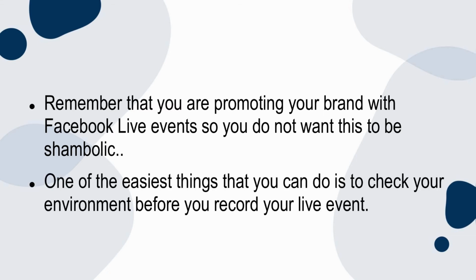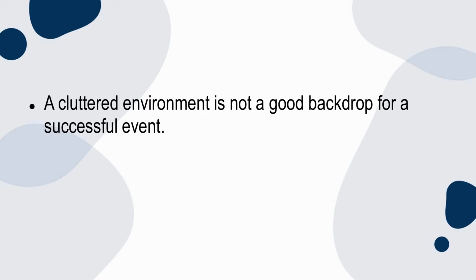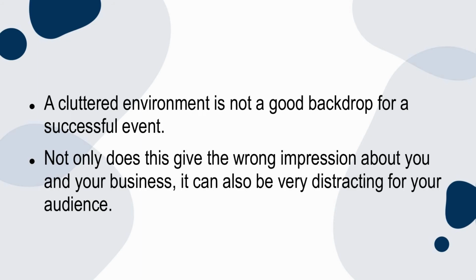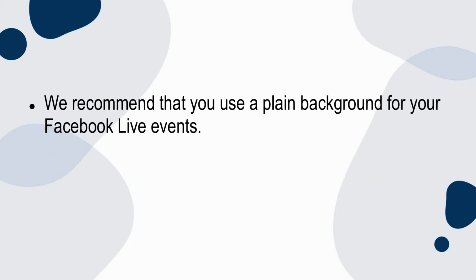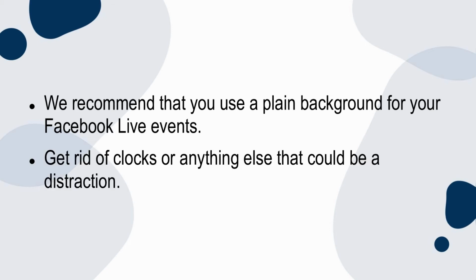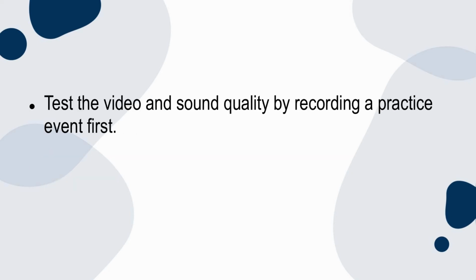One of the easiest things that you can do is to check your environment before you record your live event. A cluttered environment is not a good backdrop for a successful event. Not only does this give the wrong impression about you and your business, it can also be very distracting for your audience. We recommend that you use a plain background for your Facebook Live events. Get rid of clocks or anything else that could be a distraction. Test the video and sound quality by recording a practice event first.